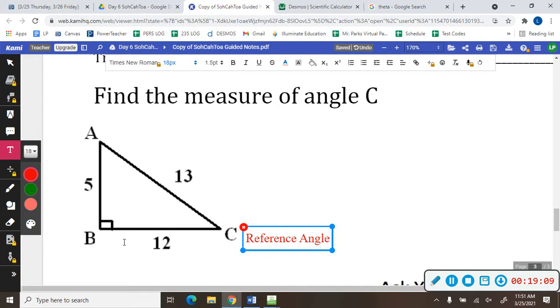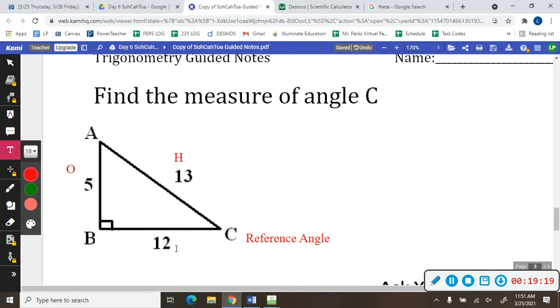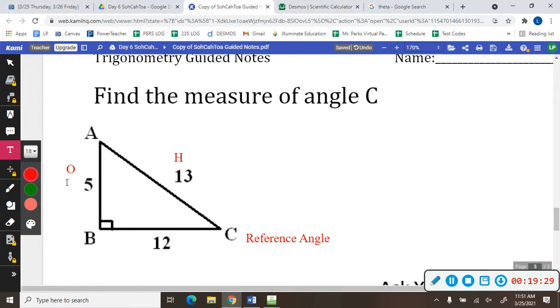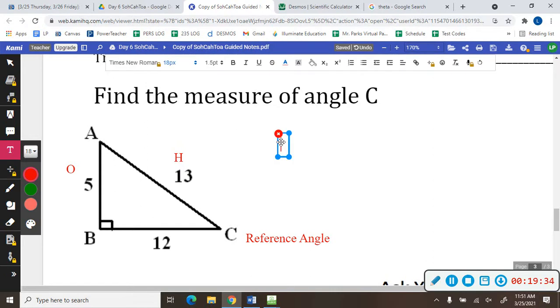So let's just use the sine function. So this is opposite. This is hypotenuse. That's adjacent. And like I said, you do not need all 3. So let's just get rid of adjacent. So which function uses O and H? That'd be sine. So the sine of angle C equals O, 5, divided by 13.